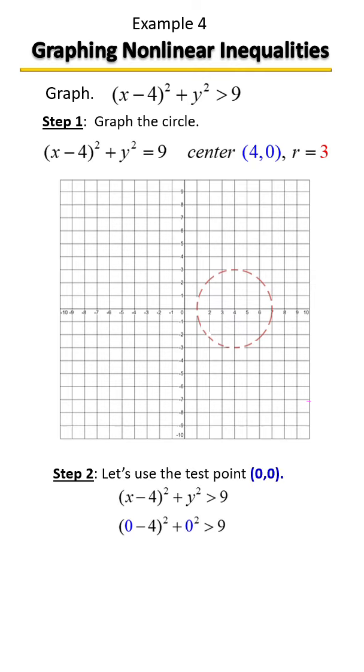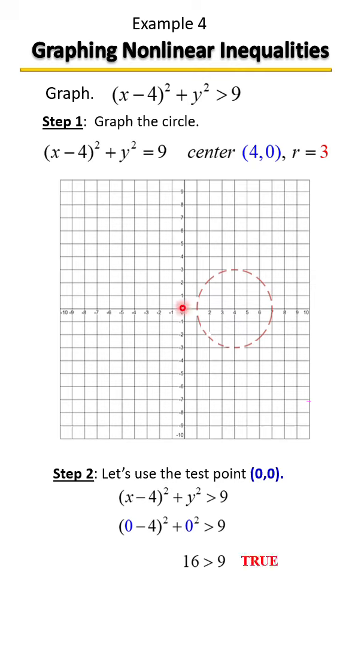It's going to look like so. Negative 4 squared is 16. So we're going to have 16 on the left side and 9 on the right side. Now let's read that statement. That statement says that 16 is greater than 9. That is a true statement.